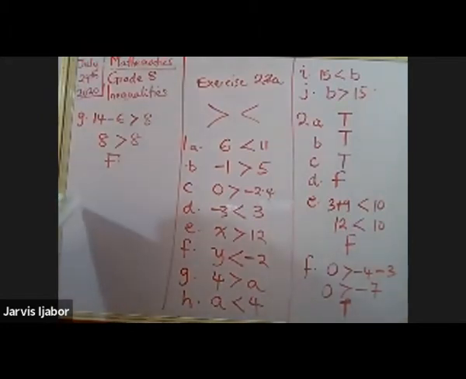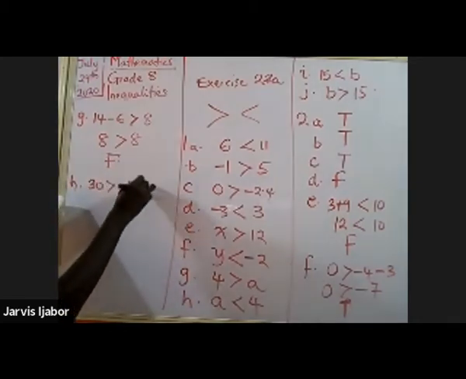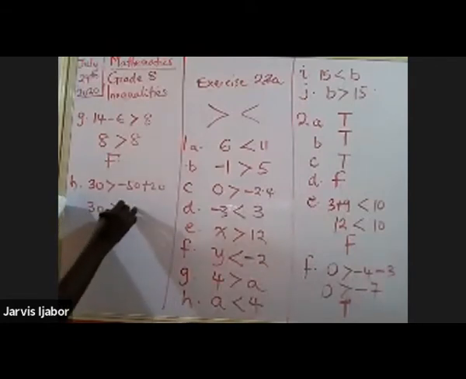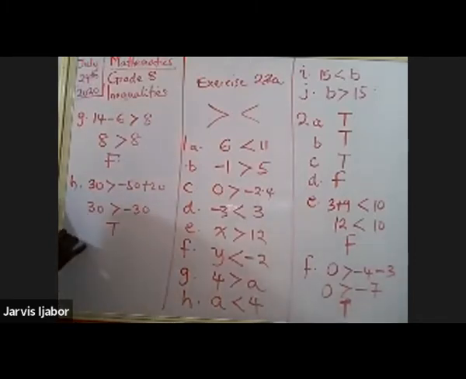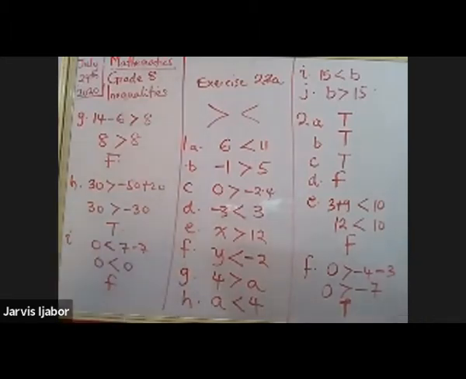In question H, 30 is greater than minus 50 plus 20. This will be 30 greater than negative 30. This is true. I, 0 is less than 7 minus 7. This is 0. This is not possible. This is false. So let's pause and give you some time to catch your breath. I will continue.